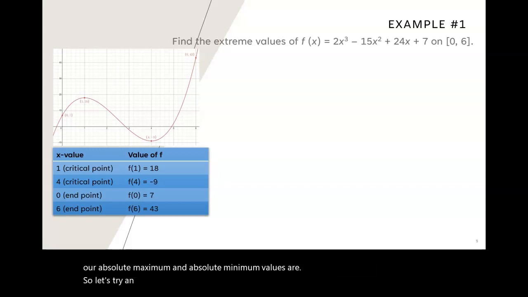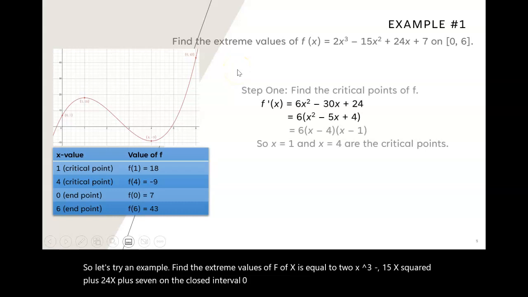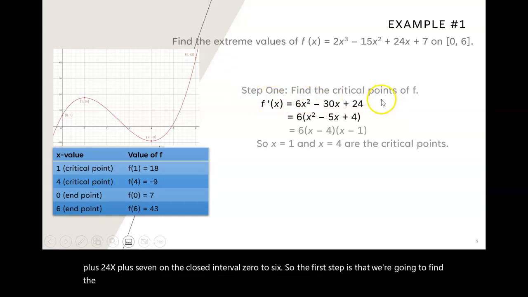Find the extreme values of f of x is equal to 2x cubed minus 15x squared plus 24x plus 7 on the closed interval 0 to 6. So the first step is that we're going to find the critical points of f, because you could potentially have an absolute maximum or an absolute minimum at one of your critical values.